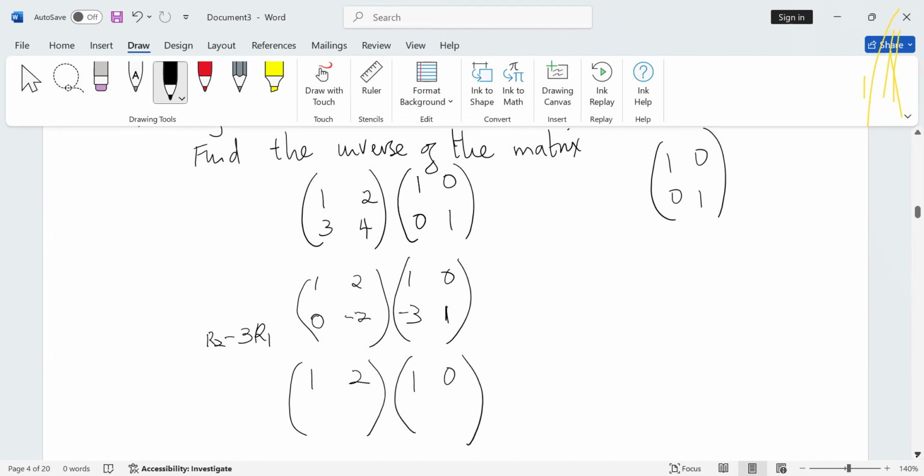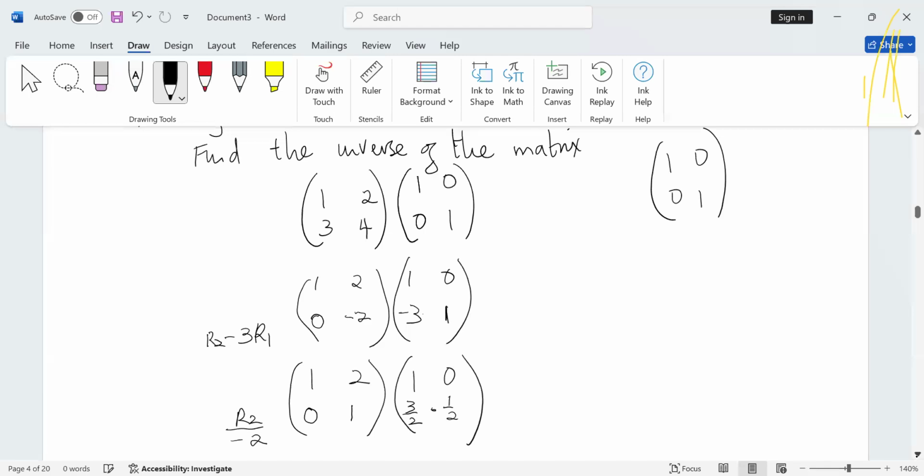once we get it, we just divide row 2 by minus 2. 0 divided by minus 2 will give us 0 in that row. Minus 2 divided by minus 2 will give us 1. Minus 3 divided by minus 2 will give us 3 over 2. 1 divided by minus 2 will give us 1 over 2.